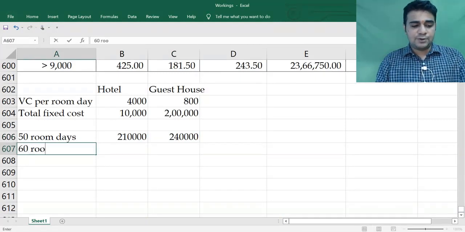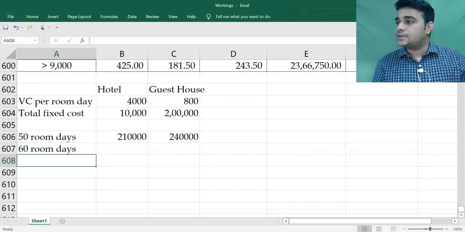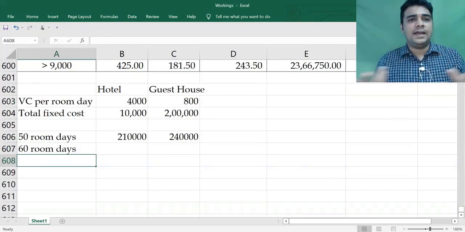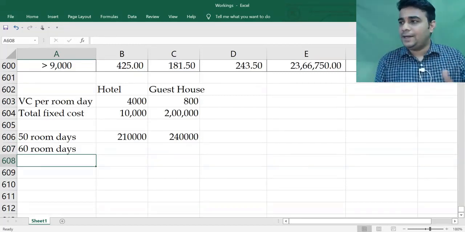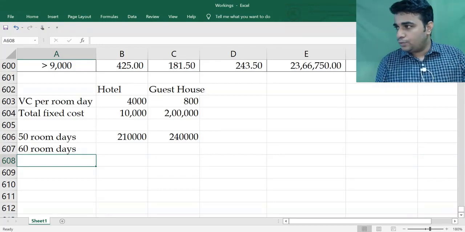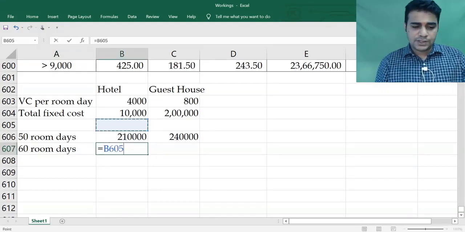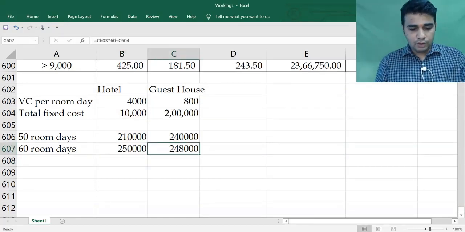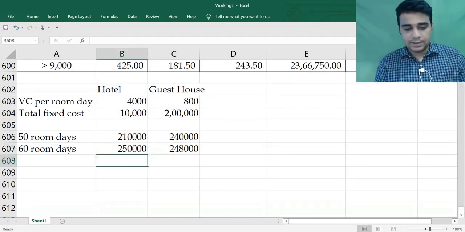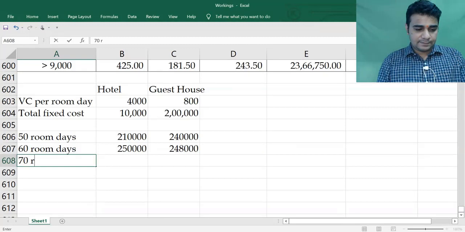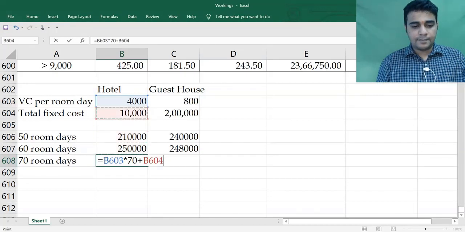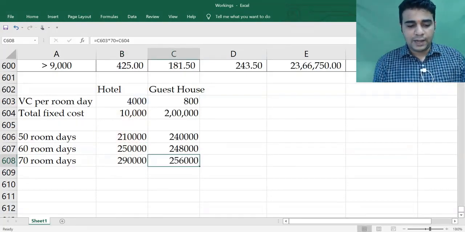Then the requirement increases to 60 room days. 60 room days means 2 rooms are needed for 30 days a month, or 3 rooms are needed for 20 days a month. It could be anyway, but 60 room days is the requirement. If it goes to 60, the cost is 250 and 2 lakh 48. Then it becomes 70 room days, and the cost is 2 lakh 90 and 2 lakh 56.